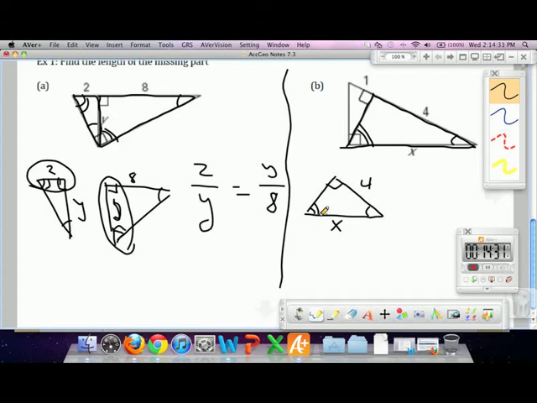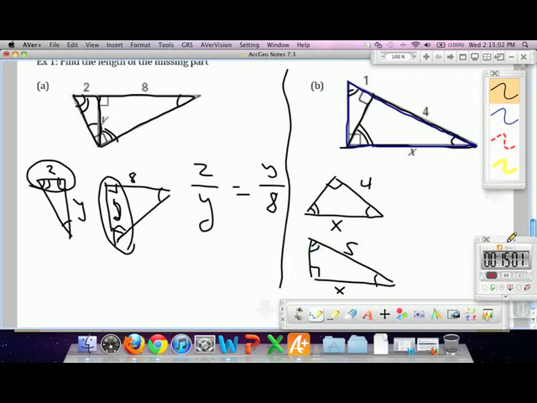How about if we look at the large triangle? The large triangle has sides of x, right angle, 5. And then what's the hypotenuse of the large triangle? 5. So what's a proportion we could visually set up with these 2 similar triangles? Well, we could say what?